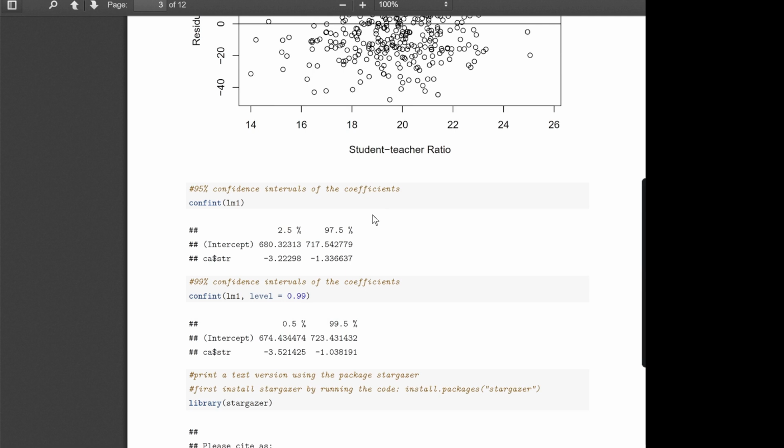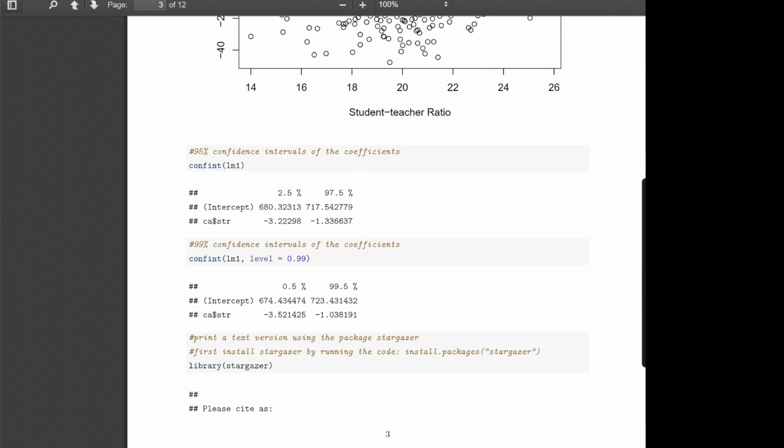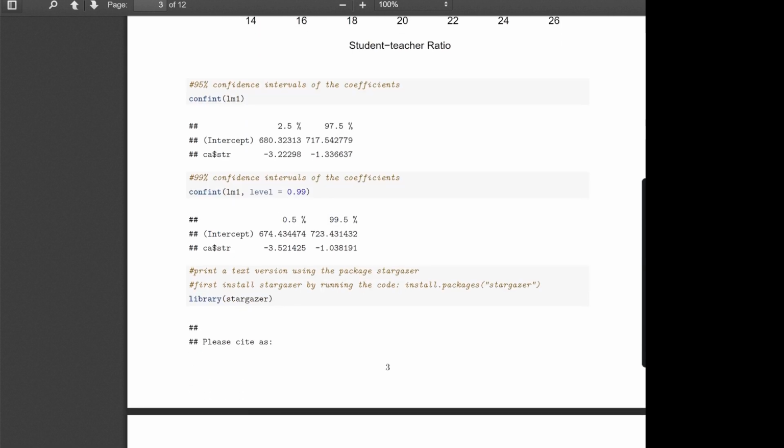And then you can also print the 95% confidence interval and the 99% confidence interval. Here it's very likely that your true parameter, at least your estimate of this true parameter, is negative. It's very likely between minus 3.5 and minus 1.